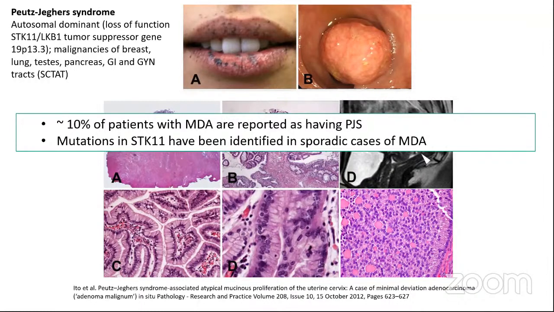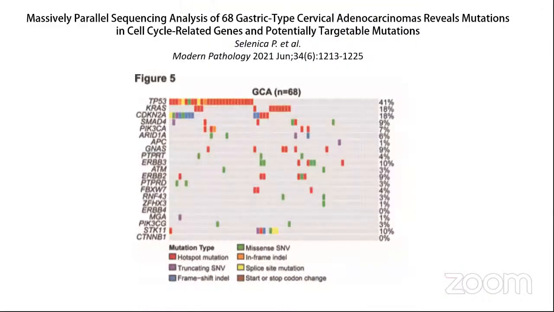In fact, STK11 mutations have been identified in sporadic cases. So what are the other underlying mutations or factors that drive these tumors? Well, we published a study recently looking at 68 gastric type adenocarcinomas. And what we found was that, in line with the immunohistochemistry, almost half have underlying TP53 mutations, but like other mucinous tumors, they also have KRAS mutations, CDKN2A mutations, and even SMAD4 mutations, which you may be familiar with in pancreatic adenocarcinomas. So SMAD4 is not specific to pancreatic tumors.